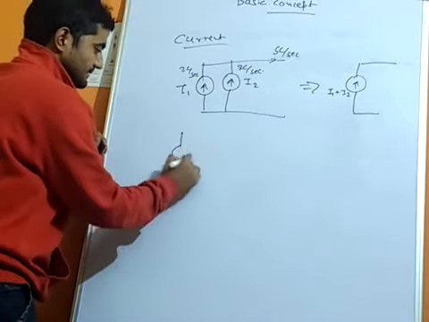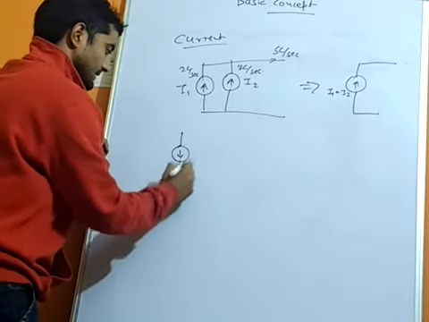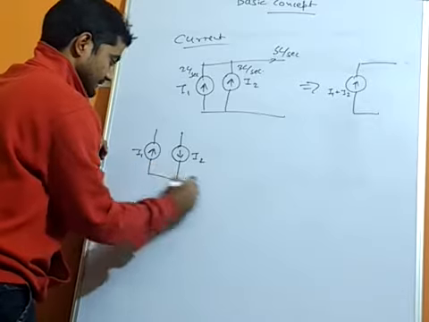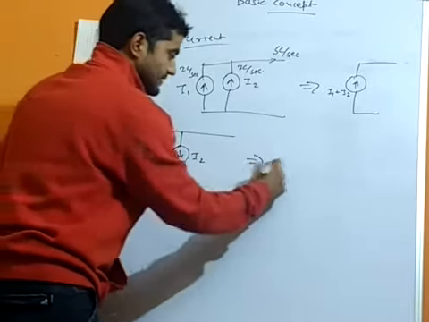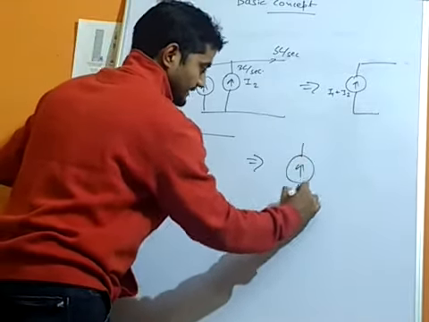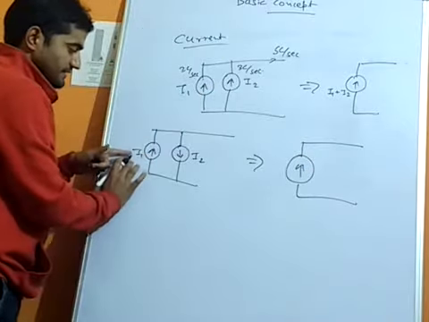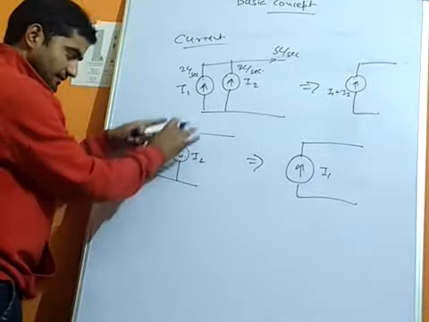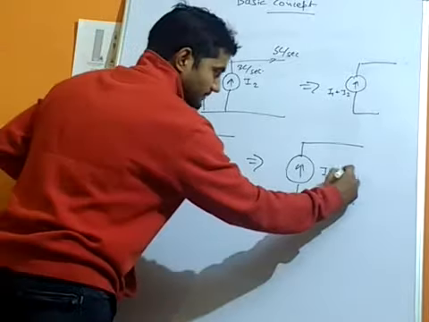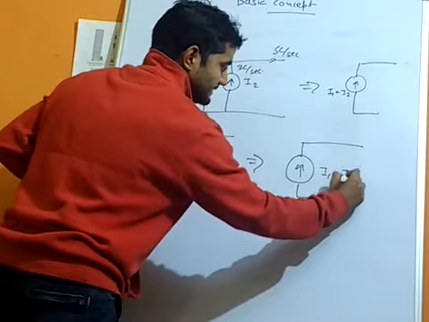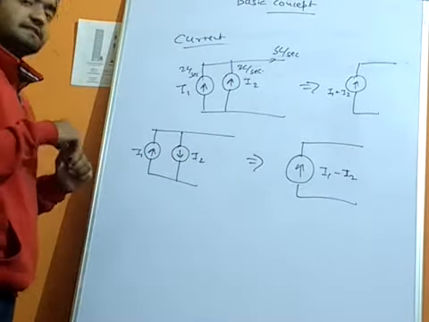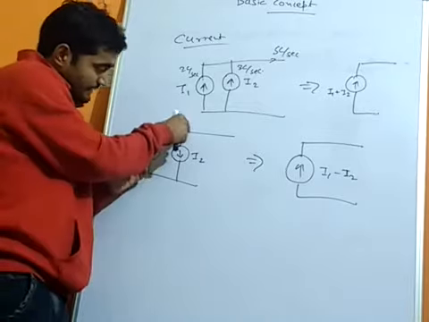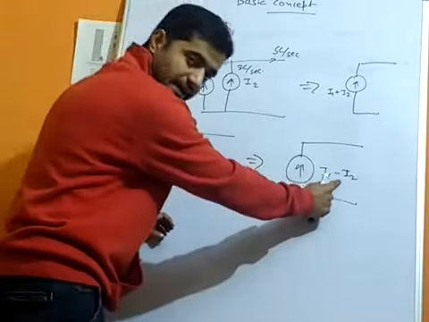When the direction is different, take this one I2 and this one I1. In this case, the equivalent current source will be like this. The arrow is the same for I1, so I1 will be taken as positive. The arrow is opposite for I2, so I2 will be taken as negative. So I1 minus I2. The overall current source is again added, but according to the polarity; when the polarity is opposite, that will be taken as negative.